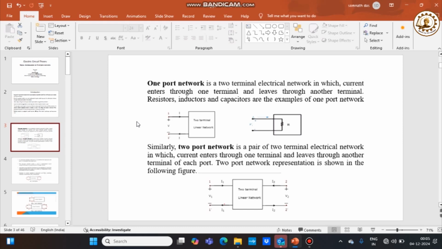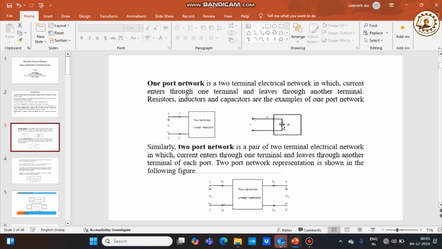In a one-port network, the two-terminal electrical network has a single port. Here the port consists of two terminals. See in the first figure, the two-terminal electrical network has two terminals or one port, terminal 1 and terminal 1 dash. Through terminal 1 current I is entering the network. Through terminal 1 dash current I is leaving the network. The same current enters and the same current leaves the network. Examples of one-port networks are resistors, capacitors, and inductors.